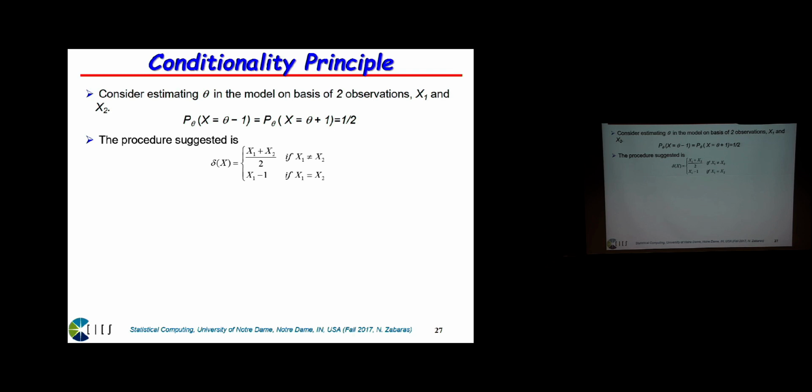Nice. And now, if the 2 samples come out the same, I'm going to take as my estimator of theta x1 minus 1. Now you notice that if your sample is theta plus 1, this works. But if your sample is theta minus 1, this gives you the wrong answer. So according to what you see now, without any data collected, how often are you right with this estimator?